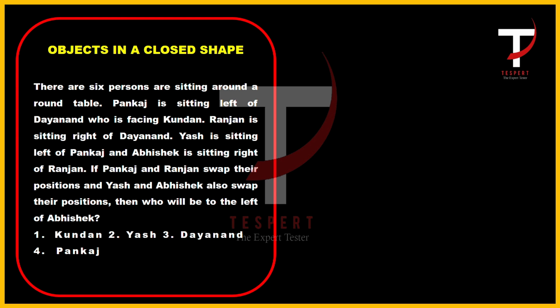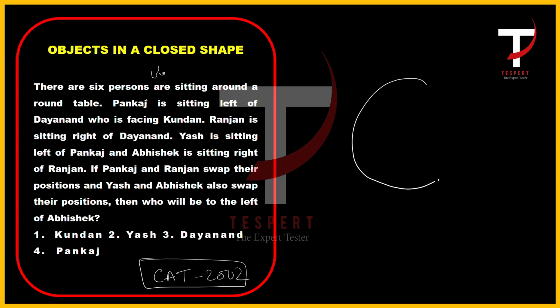Objects in a closed shape. So this is a CAT 2002 question. It's a very simple one. Just pause the video and try to solve. There are six persons who are sitting around a round table. Okay, we shall draw a round table here.